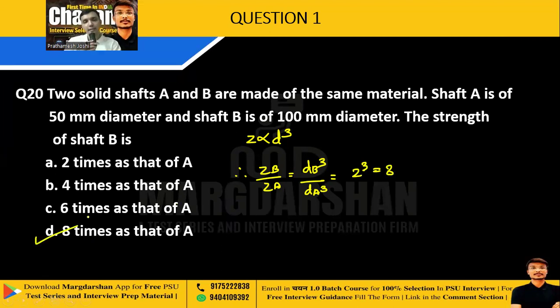Always remember, when strength is concerned, just consider the polar section modulus. So it is proportional to D cube. Keep in mind that this is an important point. You should solve as quickly as possible.